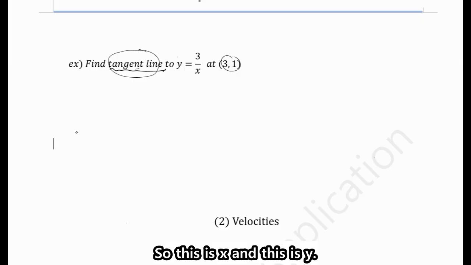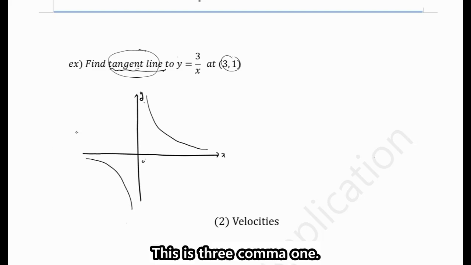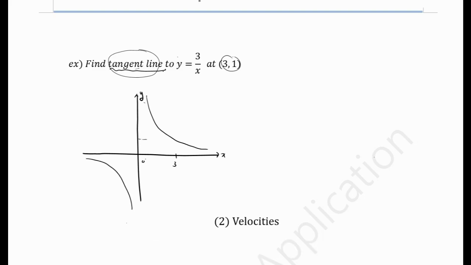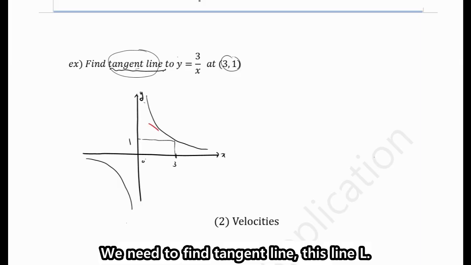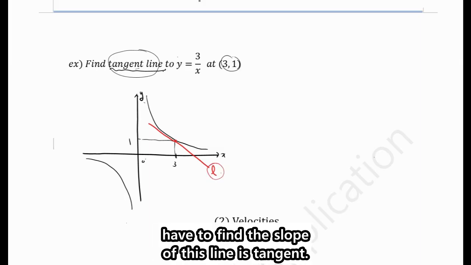So this is the x-axis and this is the y-axis. The curve y = 3/x looks like this, and this is the point (3, 1). We need to find the tangent line, this line L. In order to find the equation for L, we have to find the slope of this tangent line.